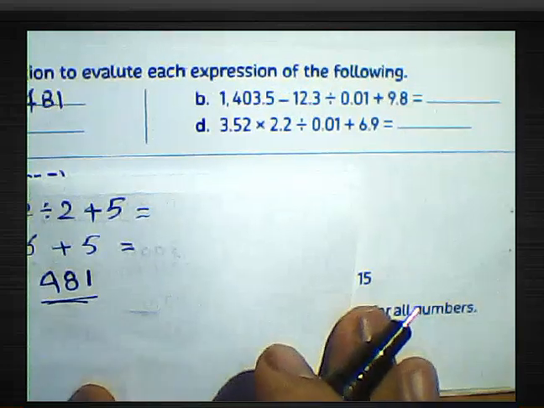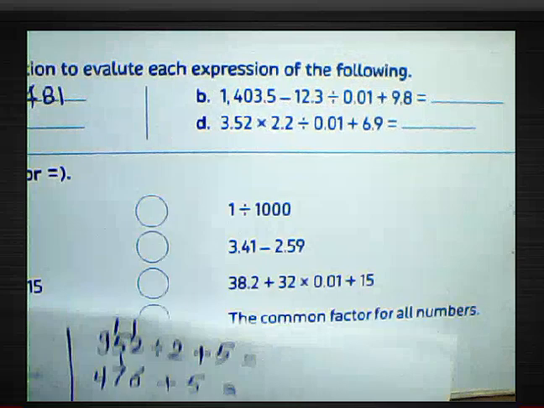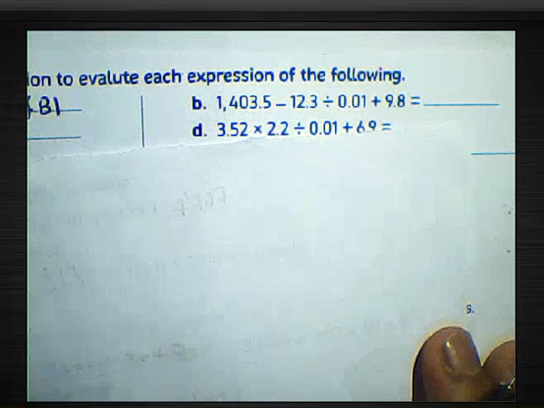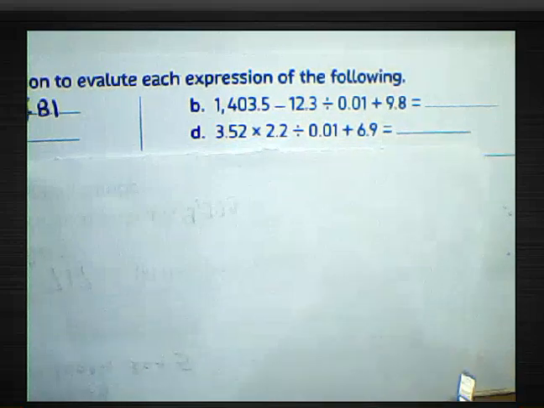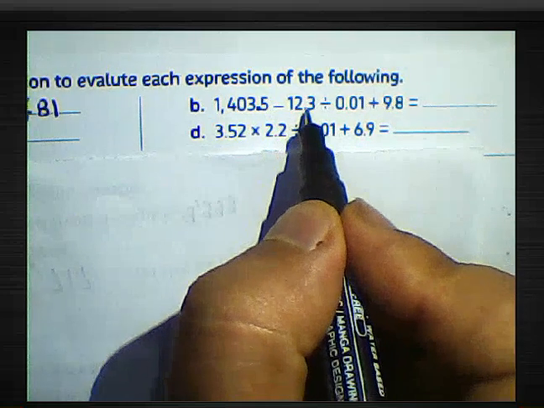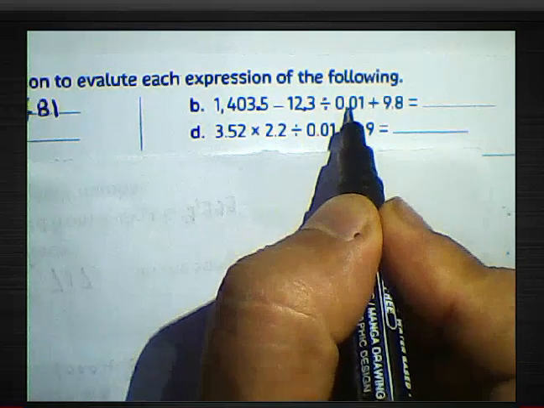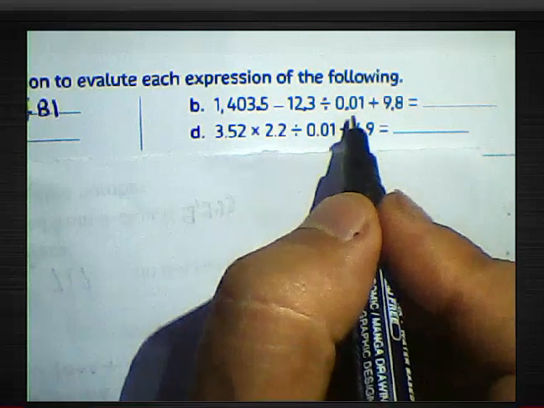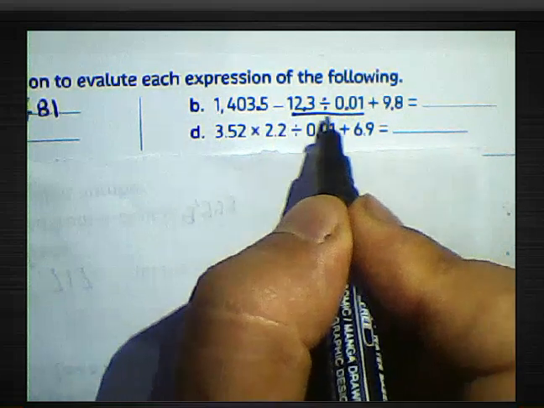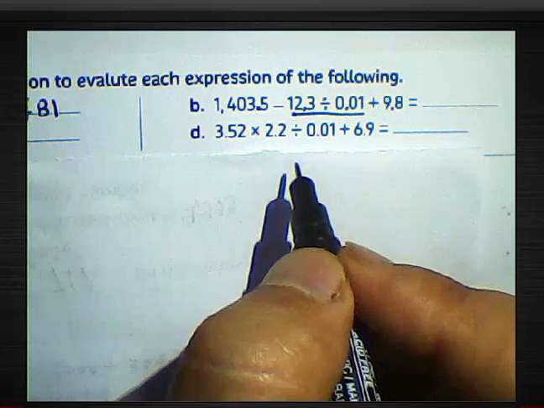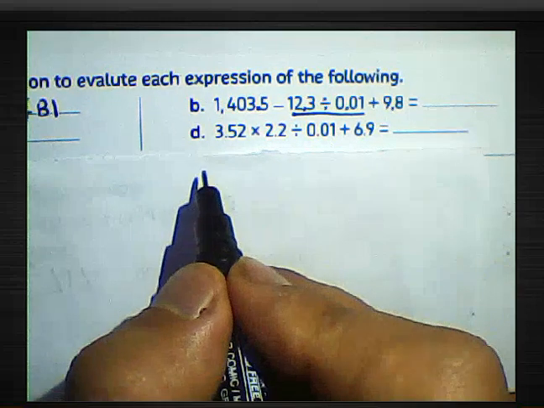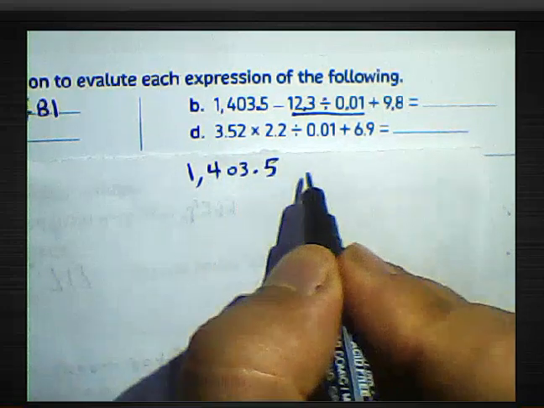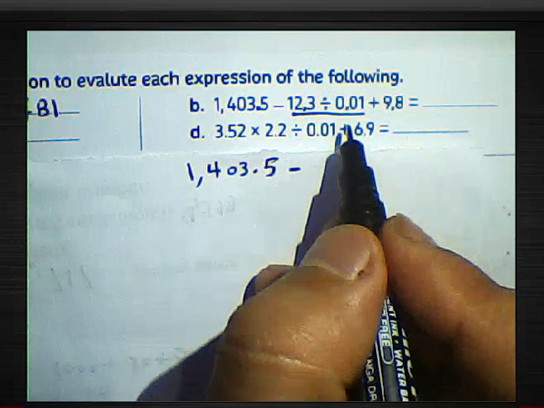Okay, look at letter B. Look at here. 1403.5 subtract 12.3 divided by 100 plus 9.8. The first operation here, we can find division first. Division first, okay? We can write here 1403.5 subtract 12.3 divided by 100.